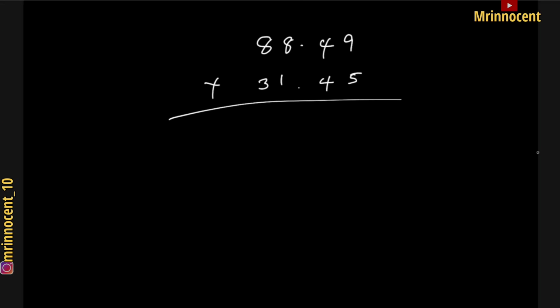Let's look at another example. So you have 88.49 times 31.45. Now multiply it as a whole number first. So here you have 5 times 9 is 45. 45 in base 10 is 4 remainder 5.